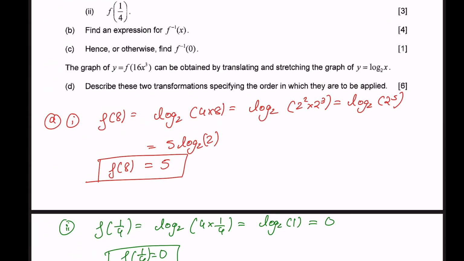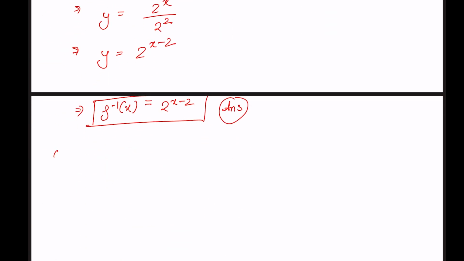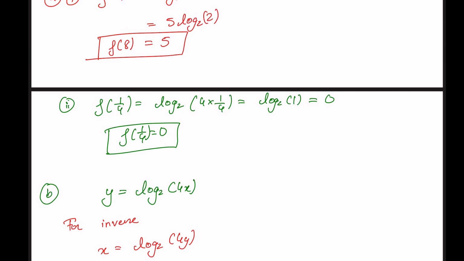Now part C is we have to find f inverse 0. So f inverse 0 is just replace x with 0 in this expression. So 0 minus 2, 2 to the power negative 2, which is 1 over 4. This is the answer to part C. Next we have part D.